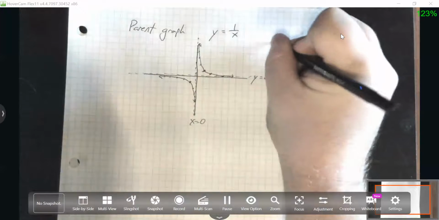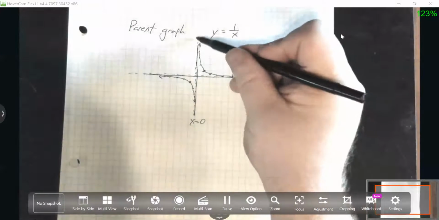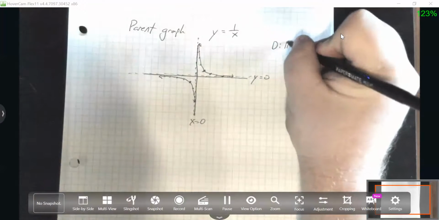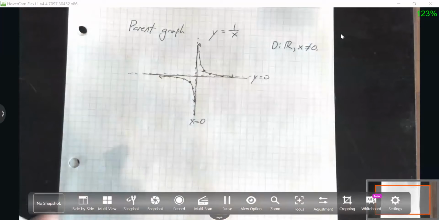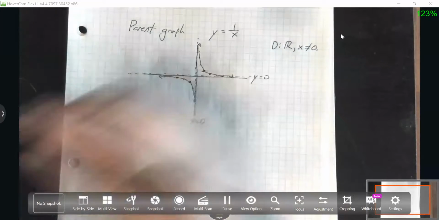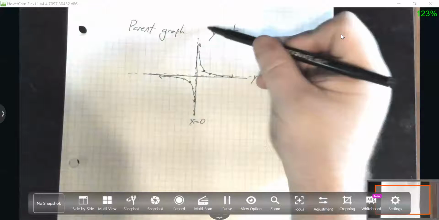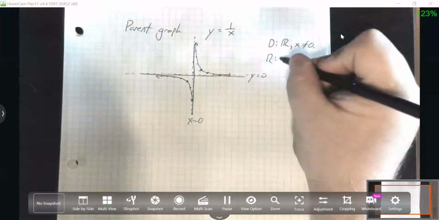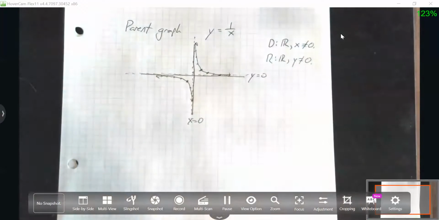So let's go over that information for the parent graph, and I'll give some tips and tricks to help. So domain: it goes left forever, it goes right forever, but it's never actually zero. It's never right there in the middle. So our domain would be all real numbers, except x cannot be zero. We're not allowed to divide by zero, it doesn't work. If I look at my range, it goes down forever, it goes up forever, but it's never actually zero. So my range is also all real numbers, except y cannot be equal to zero.